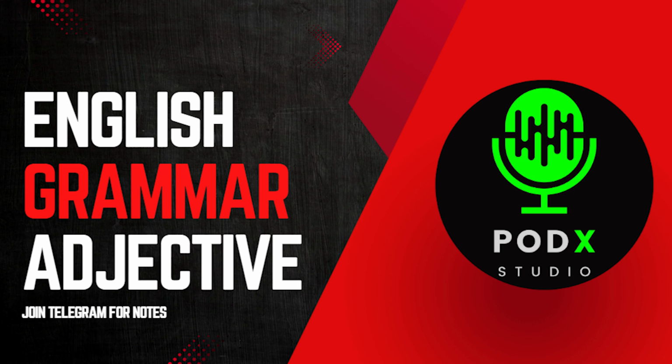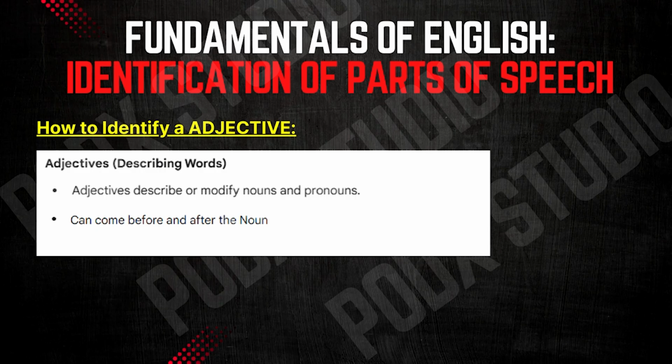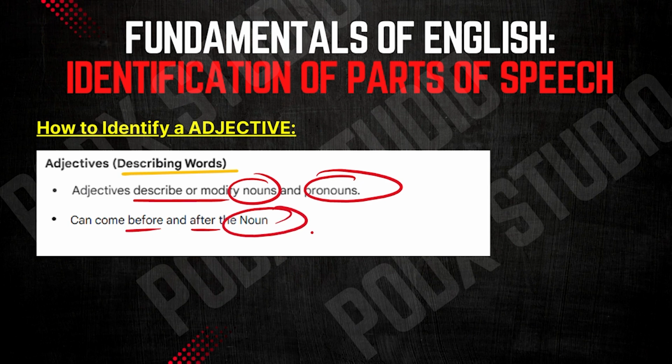Our deep dive today is into the fascinating world of identification of adjective in English grammar. Get ready to unlock the secrets of everyday language. So let's start. How to identify an adjective. Adjectives are describing words. Or we can say, an adjective describes or modifies nouns and pronouns. It means it can come before and after the noun. It can come before the noun as well and after the noun as well.